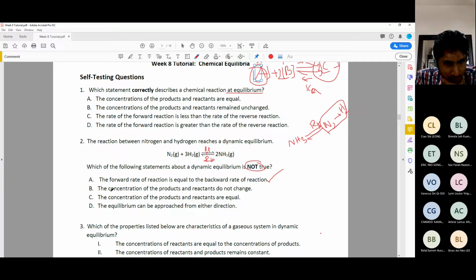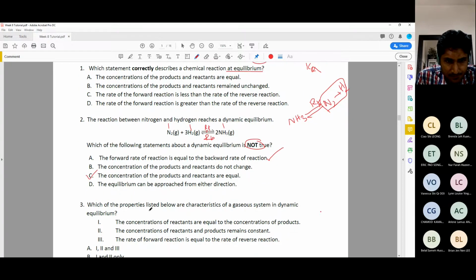The concentration of the product and reactant do not change. Yes, at equilibrium the concentrations do not change, so this is true as well. The concentrations of the product and reactants are equal. No, it's not. The product and reactants do not have to be equal. That would mean all of them have to be one concentration. It's not true and not required. So C is the correct answer.